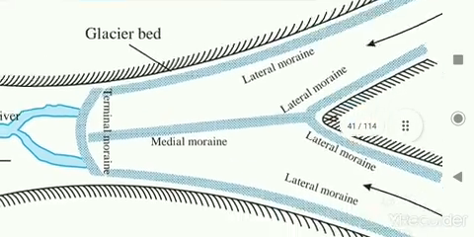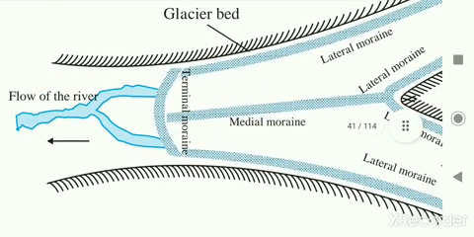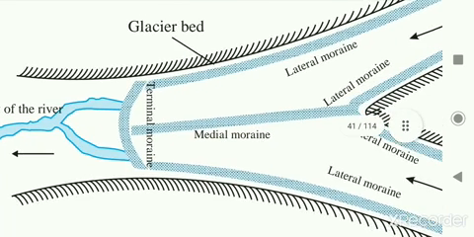You can see here, lateral moraine means these sediments are deposited at the bank of the glacier. After the confluence of two glaciers, as you can see here, the moraine deposited at the central part of the glacier is known as the medial moraine.